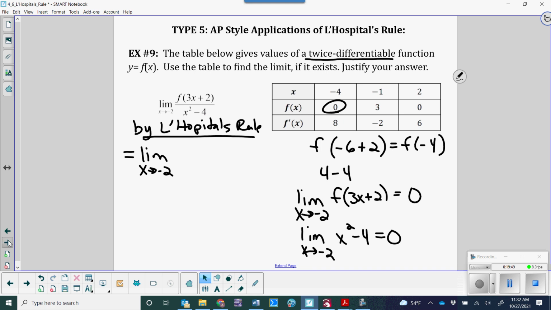Again, I have to evaluate first and verify that they do in fact equal 0 over 0 or infinity over infinity. Don't just assume, okay, actually check it. So now L'Hopital's rule says take the derivative of the top.